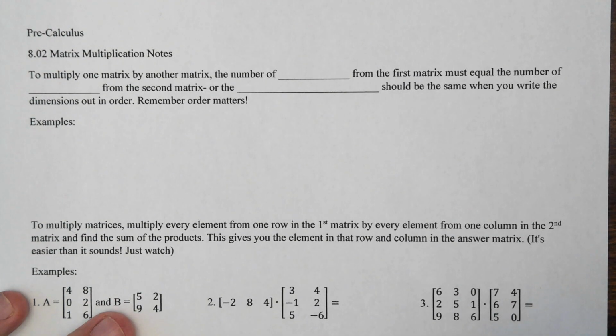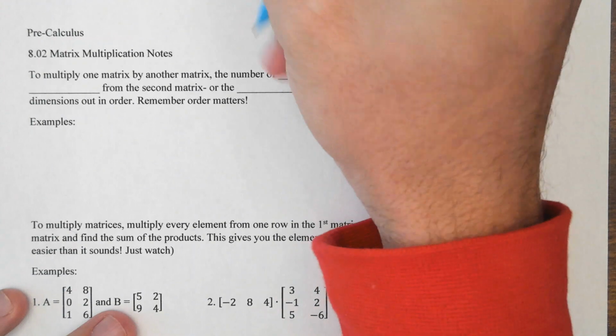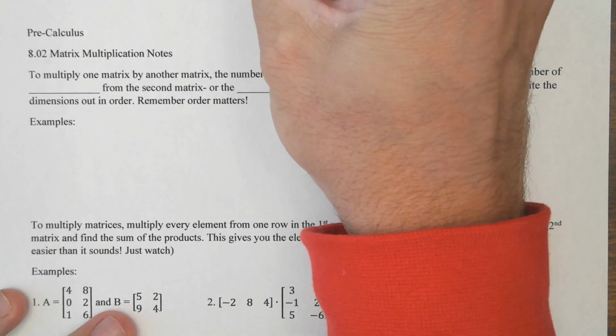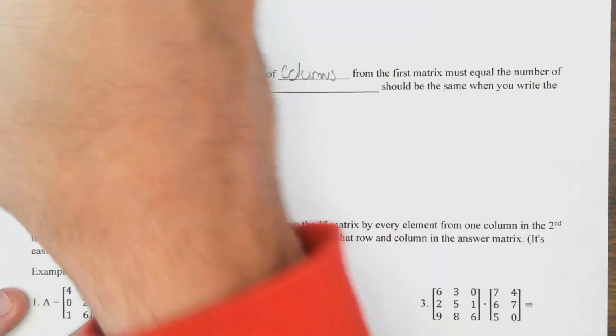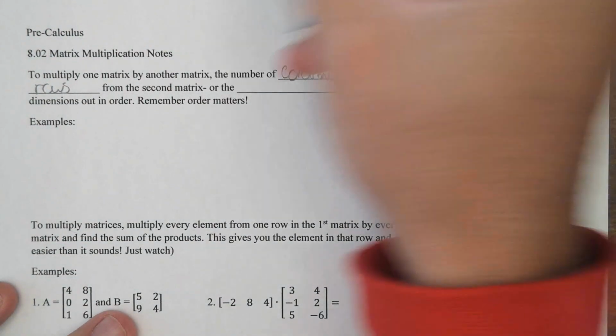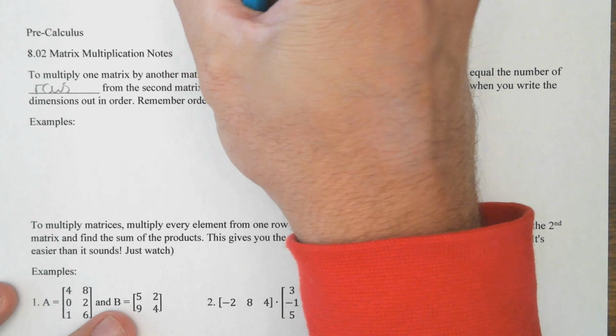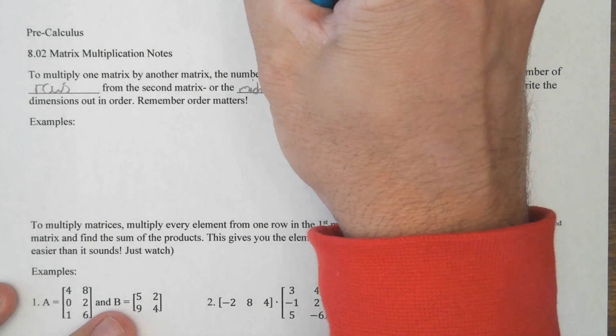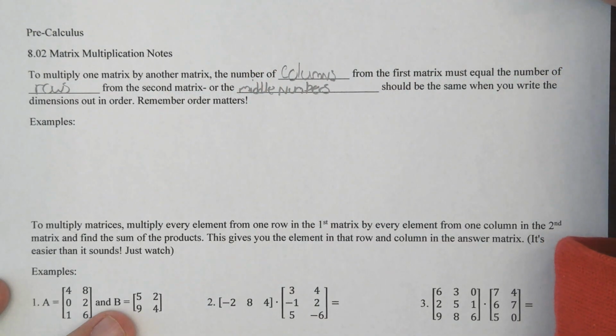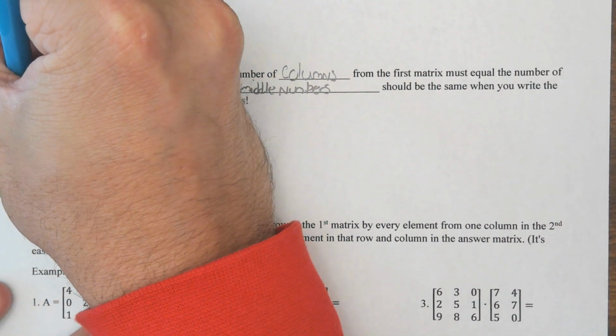To multiply one matrix by another matrix, the number of columns from the first matrix must equal the number of rows from the second matrix. I'll explain what this means in a second. The middle numbers should be the same when you write out the dimensions in order. Remember, order matters.